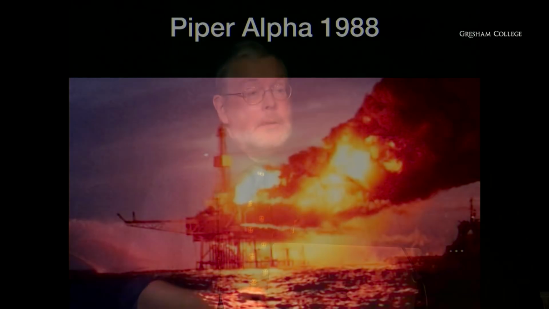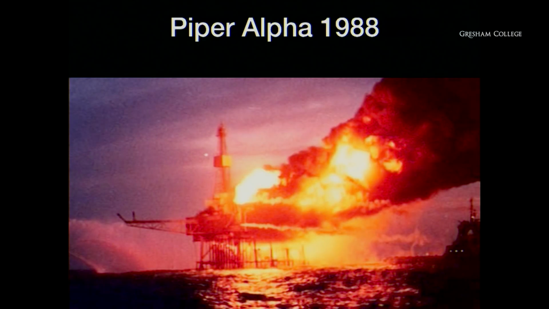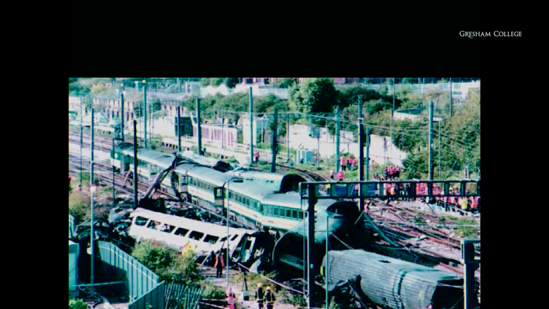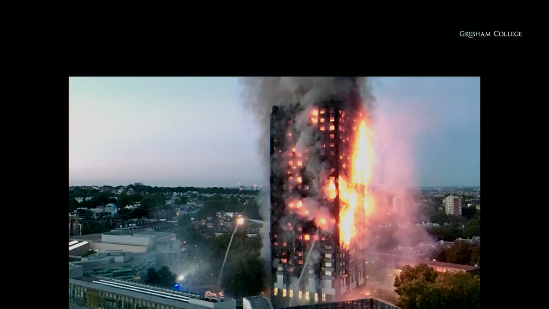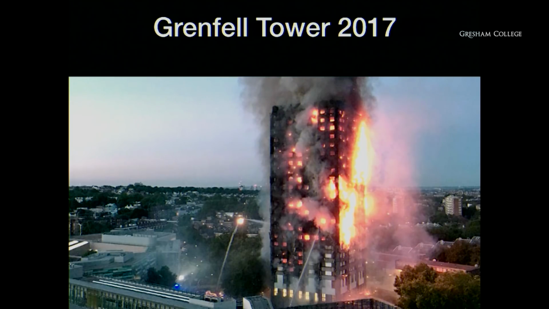This is a classic photograph of the Piper Alpha disaster in 1988. It's horrific. 167 people died. This is a photograph of the Ladbroke Grove train disaster just outside Paddington in 1999. Again, it's tragic. 31 people died. And then more recently, last year, this is Grenfell Tower, and tragically, 71 people died.